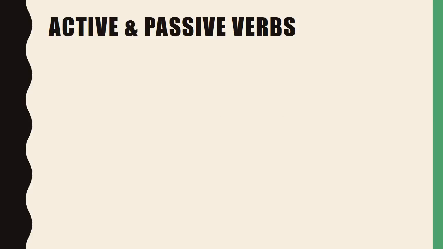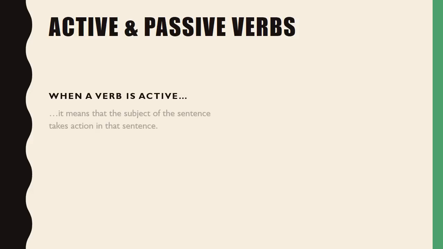So let's just start by defining active and passive verbs so that you understand what I'm talking about. We'll start with active. So when a verb is active, then it means that the subject of the sentence takes action in that sentence. And I know that's a little bit confusing, but hear me out. Let's look at some examples.